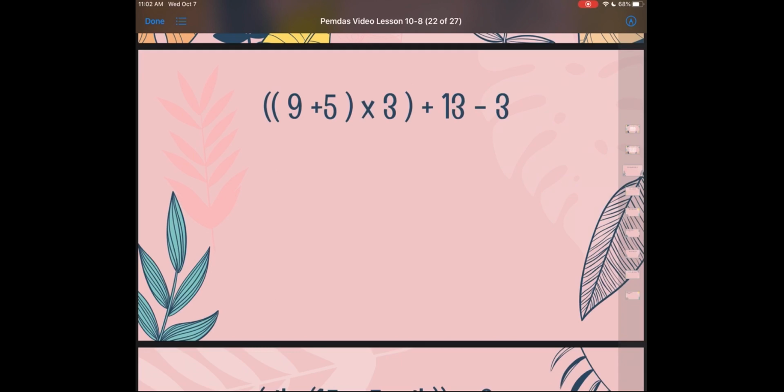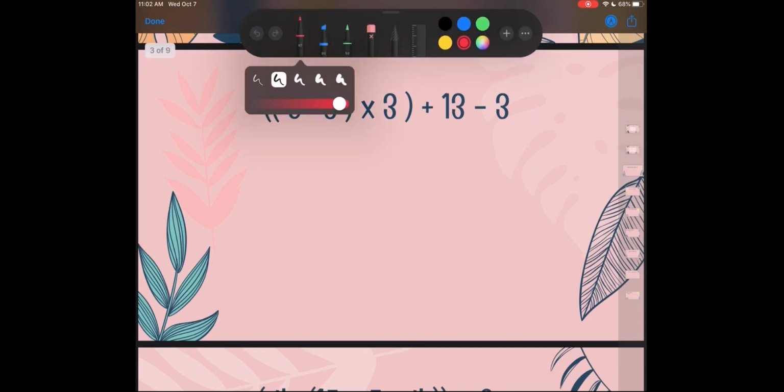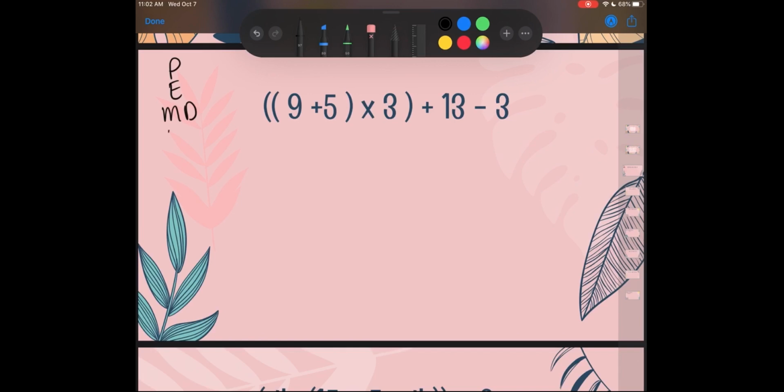All right. So our first problem, we have nested parentheses. Nested parentheses means that we have parentheses inside other parentheses. So I've got parentheses, 9 plus 5, close parentheses, times 3, close parentheses again, plus 13 minus 3. So when we are solving, we have to remember PEMDAS, right? My first step is to do parentheses. These outermost parentheses, right? Well, inside those parentheses, I have other parentheses.